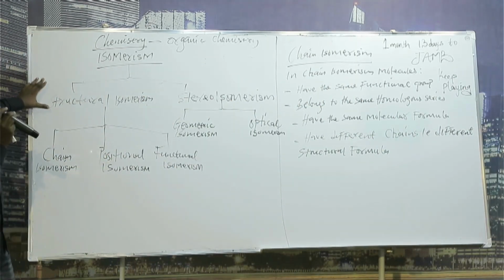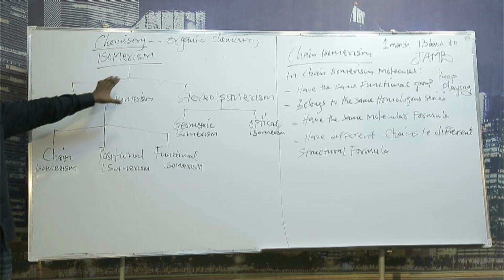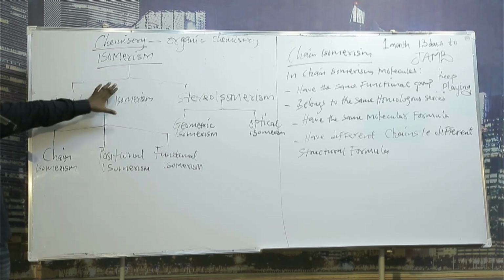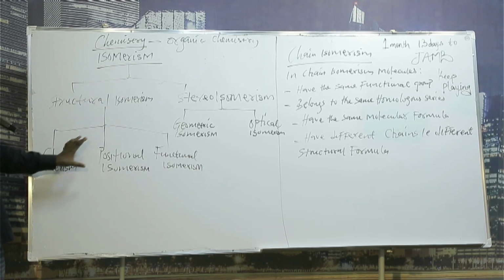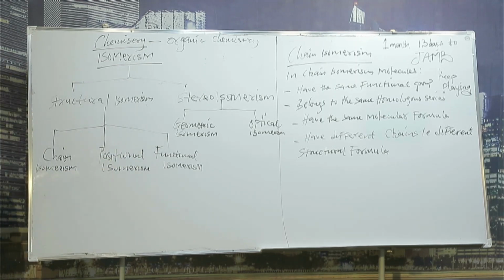On the board, I think this one is more visible. The two types of isomerism is what? Structural and stereo. Under the structural isomerism, there are three types. Though we have two more types, but just that for your level. The three main structural isomerisms are chain, positional, and what? Functional isomerism.